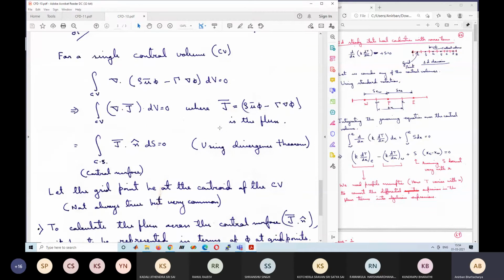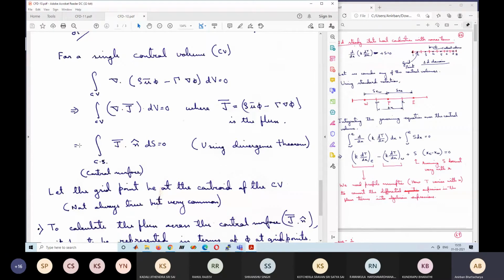If I read this term, rho u phi minus gamma del phi, this is known as the overall flux. It is a summation of the convective and diffusive flux, and is denoted by J. J is rho u phi minus gamma gradient of phi. So del dot J dV equal to 0 over the entire control volume. So the integral of flux over the entire control volume is 0. By using the divergence theorem, this is equal to the surface integral of J dot n dS equal to 0.